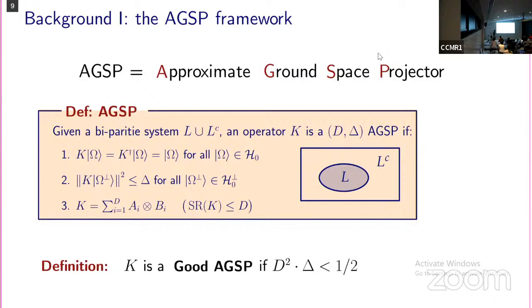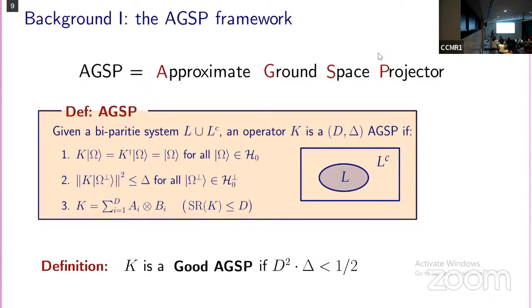But in turn, it also has this structural property, which is that it does not create too much entanglement. I can write it down as a sum of D product operators, and therefore the Schmidt rank of this operator is limited by D, and if I apply it on some state, it does not increase the entanglement by too much, okay? And a good AGSP is an AGSP in which there is a favorable trade-off between these two quantities, so the product D squared times delta is smaller than 1/2.